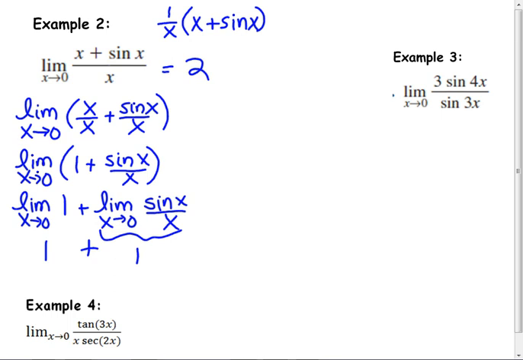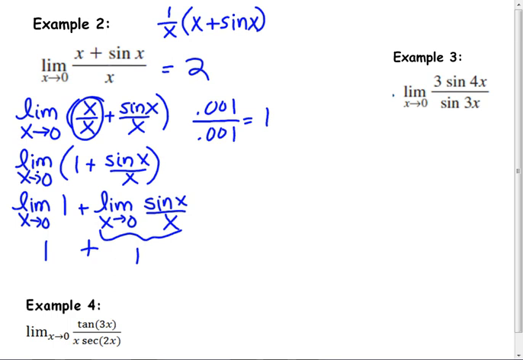X over x can be reduced because guess what? We're never at 0. We're near 0. As long as we're not at 0, I can reduce this x over x. Remember, we don't care what happens at 0. We're near. So if I have 0.001 divided by 0.001, isn't that just 1?